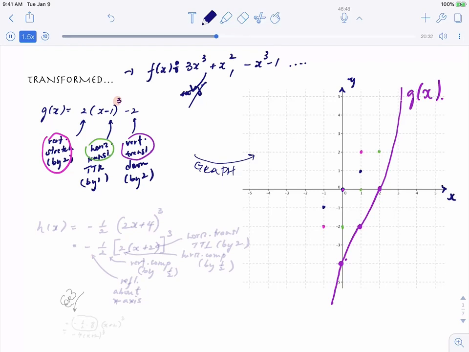Should we look at one more, just as an example without graphing? Okay. So h of x is, let's say, negative 1/2 times (2x plus 4) all cubed, and that's it. So what would be the first thing to do here? Factor out the 2, okay?